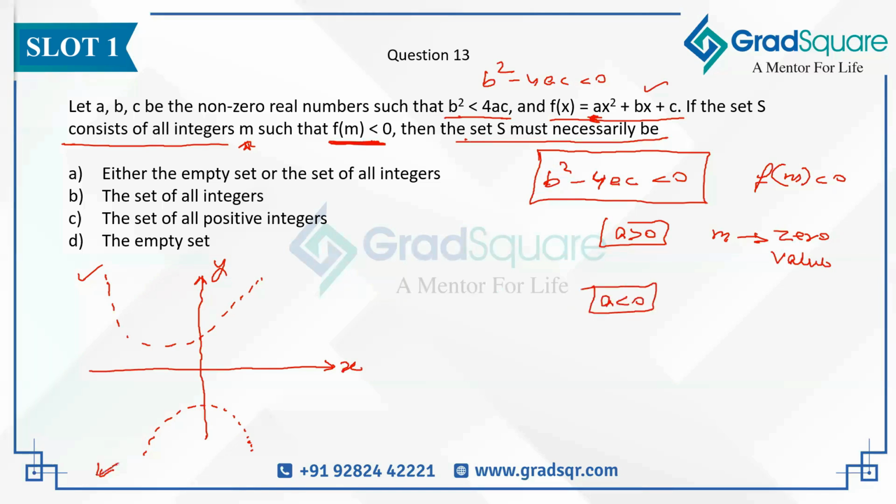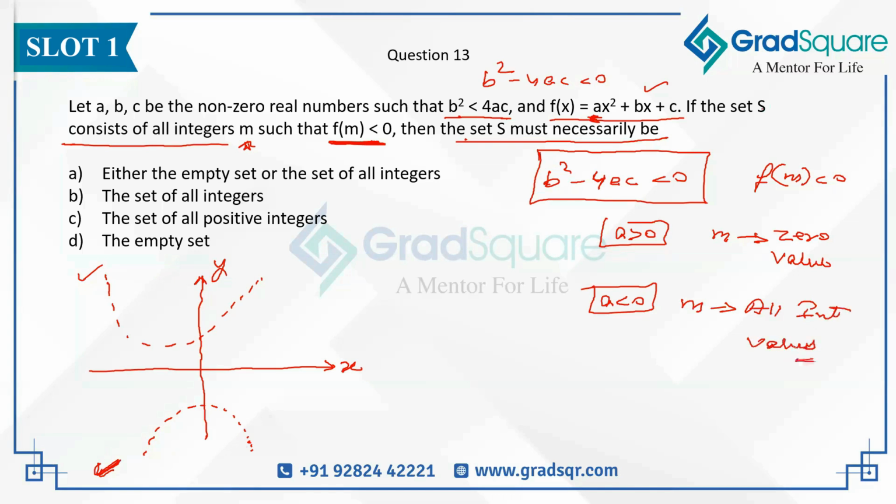Now, let's look at the second case where a is less than 0. A is less than 0 means this is the case that we are referring to. The graph is downward open, right? And you will realize for any integer value of m that you put in this function, your outcome will be less than 0. So m can be all integer values.